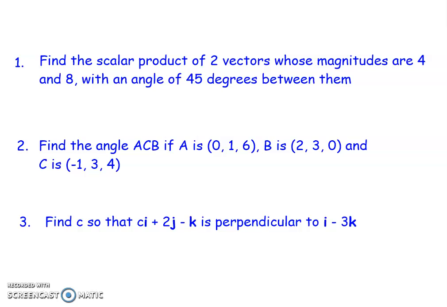First, I want you to find the scalar product of 2 vectors, and I'm giving you information about the vectors and their relationship to each other. Second one, I'm giving you 3 points, and I want you to find the angle between 2 vectors that you can get from those 3 points. And then the third one, I'm giving you 2 vectors and a property, and I want you to find the missing part. So pause the video and have a go at those.